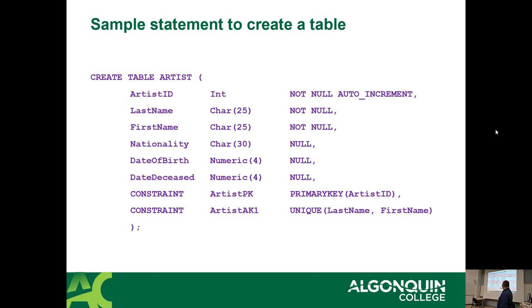And the last one here is unique. And you can see inside the parentheses, there's two. So it's saying the combination of last name plus first name must always be unique. So you could have three Millers as long as the first name is different.